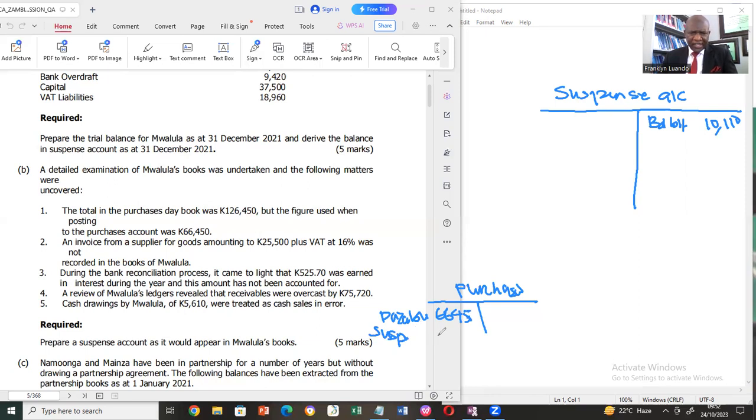So the difference there will go to the suspense. The difference between 126,450 and 66,450 is 60,000. So we have debited the purchases account. We are going to credit the suspense. This is coming from purchases, 60,000.